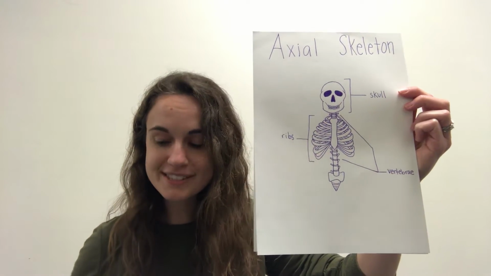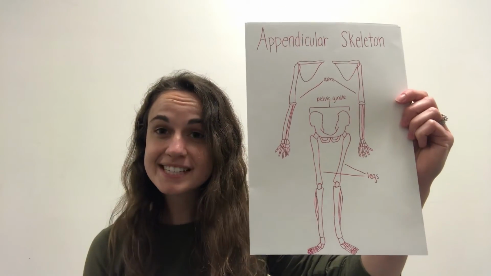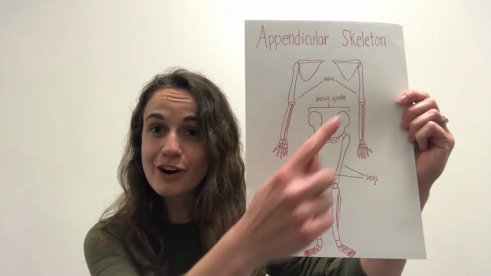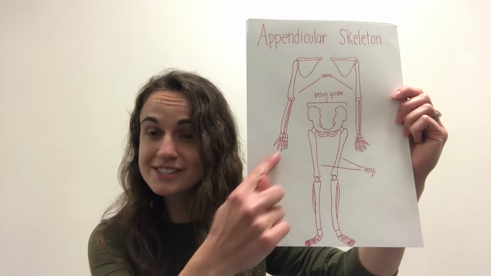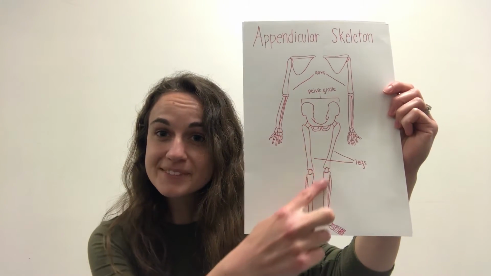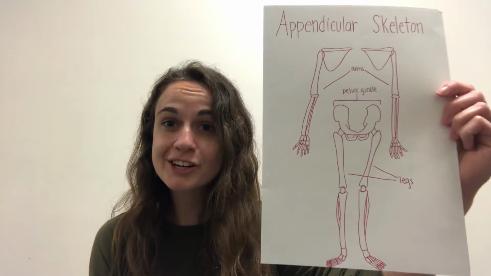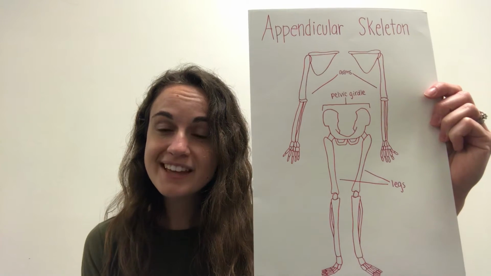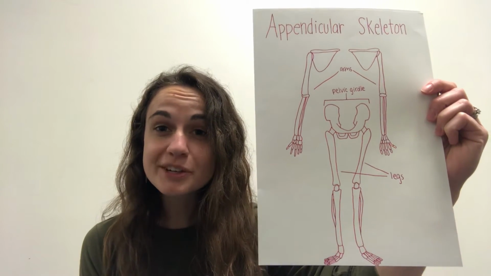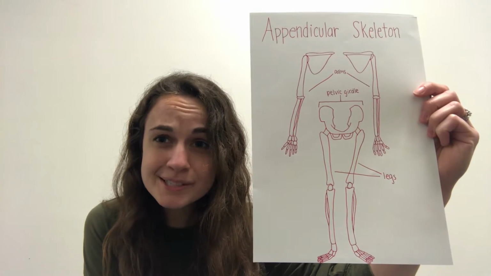Now the next part of the skeleton that we're going to learn about today is the appendicular skeleton. So the appendicular skeleton would include your arms, all the way from your shoulders down to your hands, your legs, all the way down to your feet, here, and this part right here that we call the pelvic girdle. The appendicular skeleton has 126 bones together. That's a lot of bones.